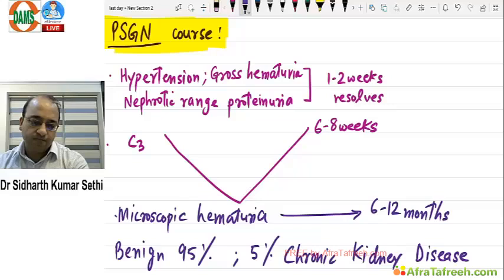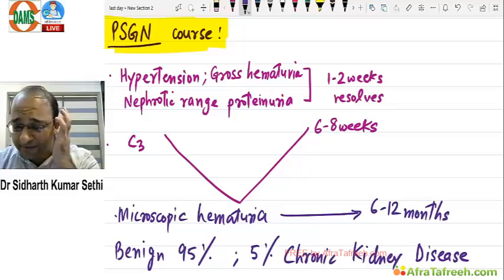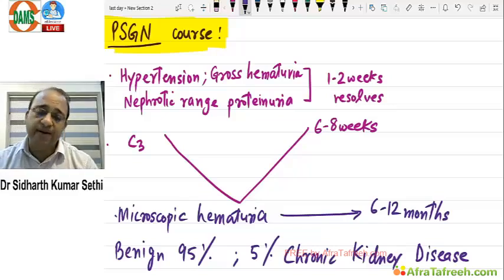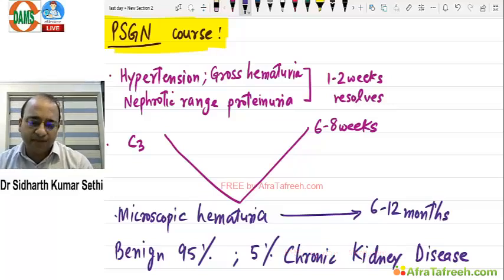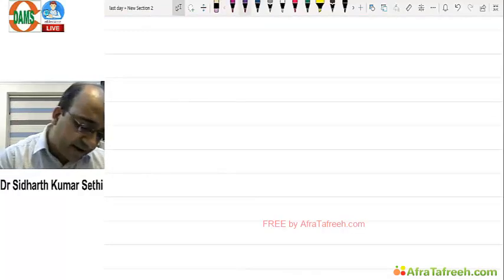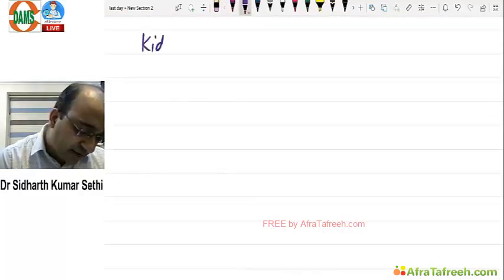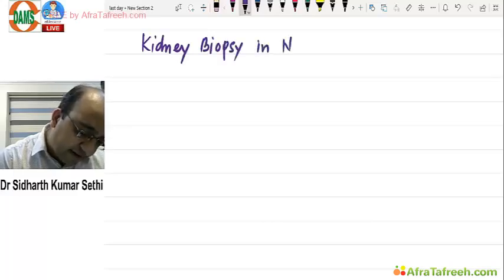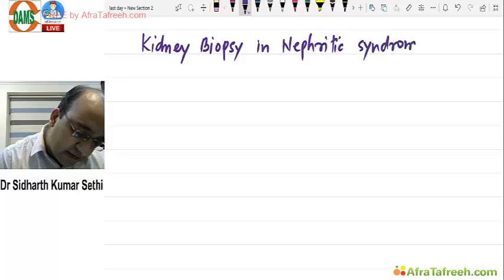But if we do a kidney biopsy, what will we find? You saw that normally in children we don't do a biopsy much. But there are some definite indications of kidney biopsy in nephritic syndrome.